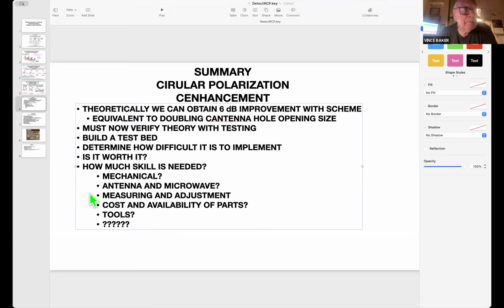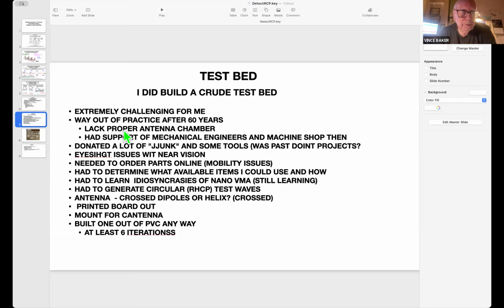So I built this thing, and this was challenging. Number one, after 60 years, I'm sort of out of practice. I don't have a proper antenna chamber, and I looked at the price of absorbing material, and it's very expensive. I've been thinking about checking with people that install these antenna chambers to see if I can get some scraps. But otherwise, I'll just have to live with that. All this is a proof of principle.